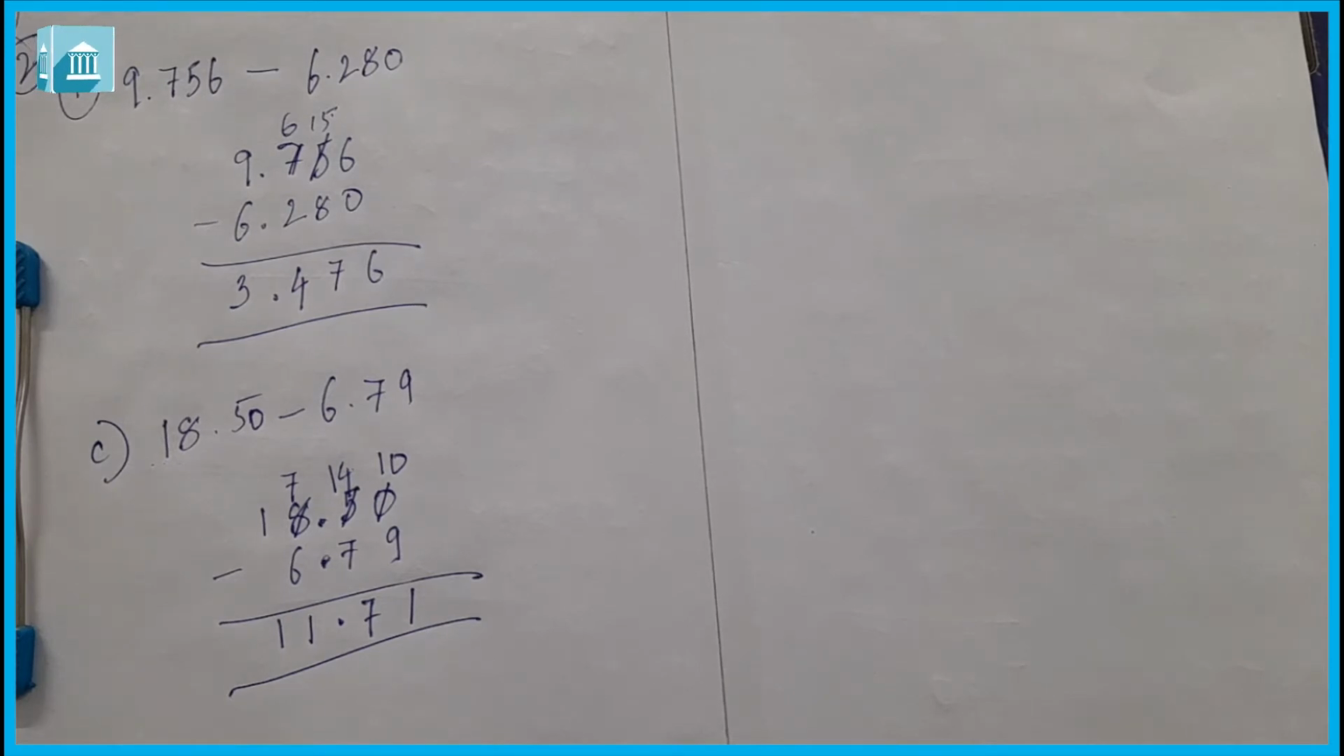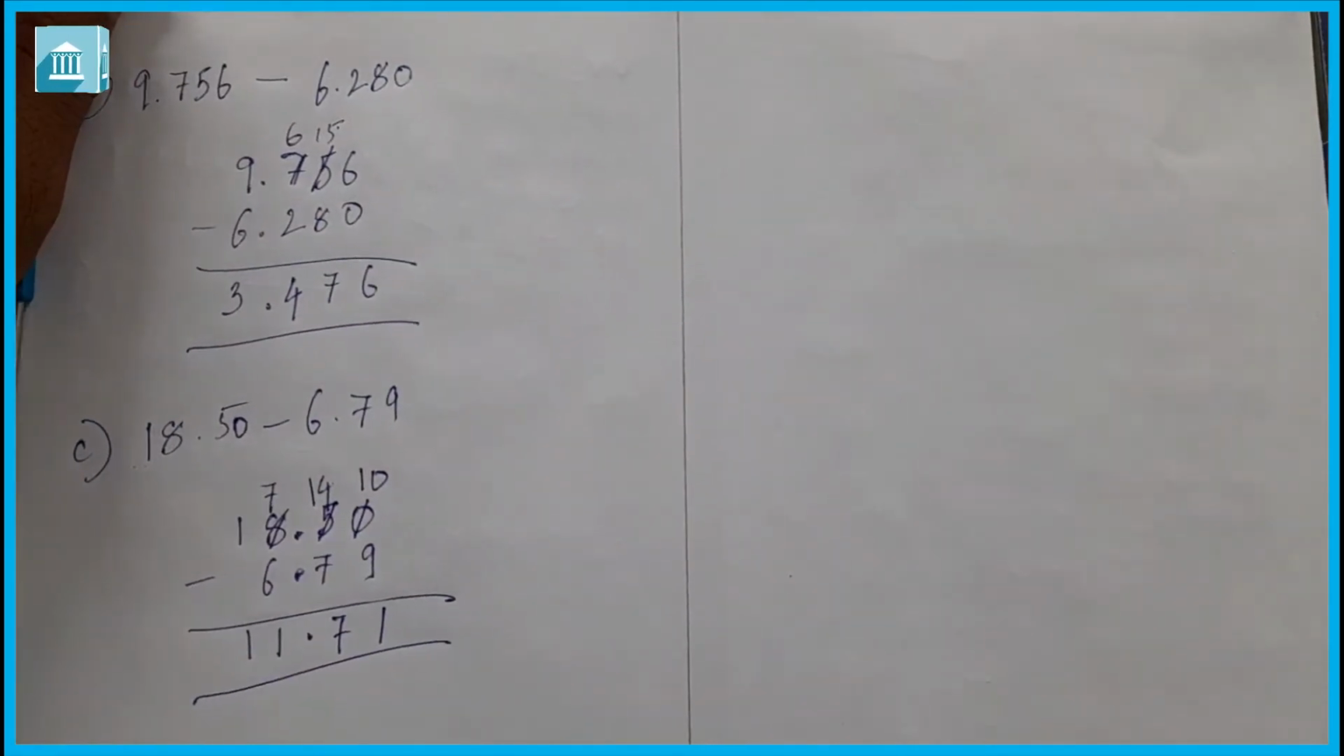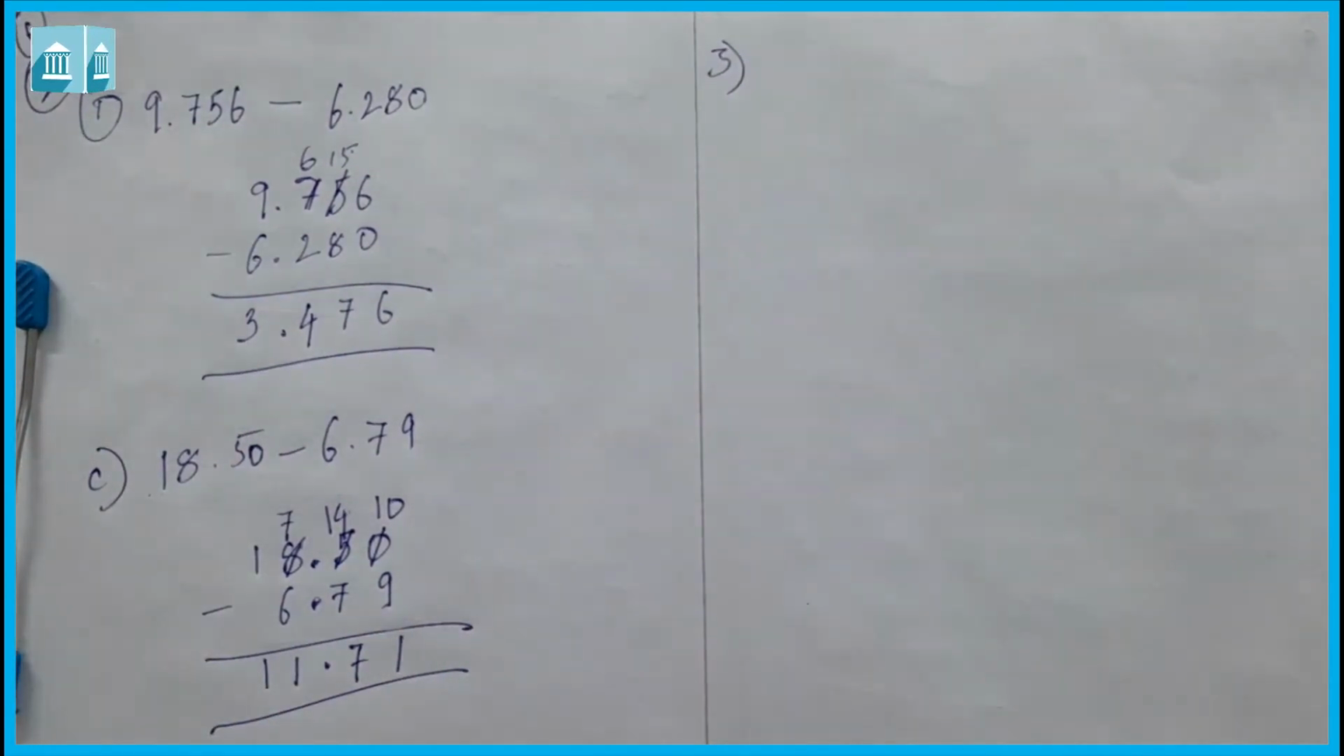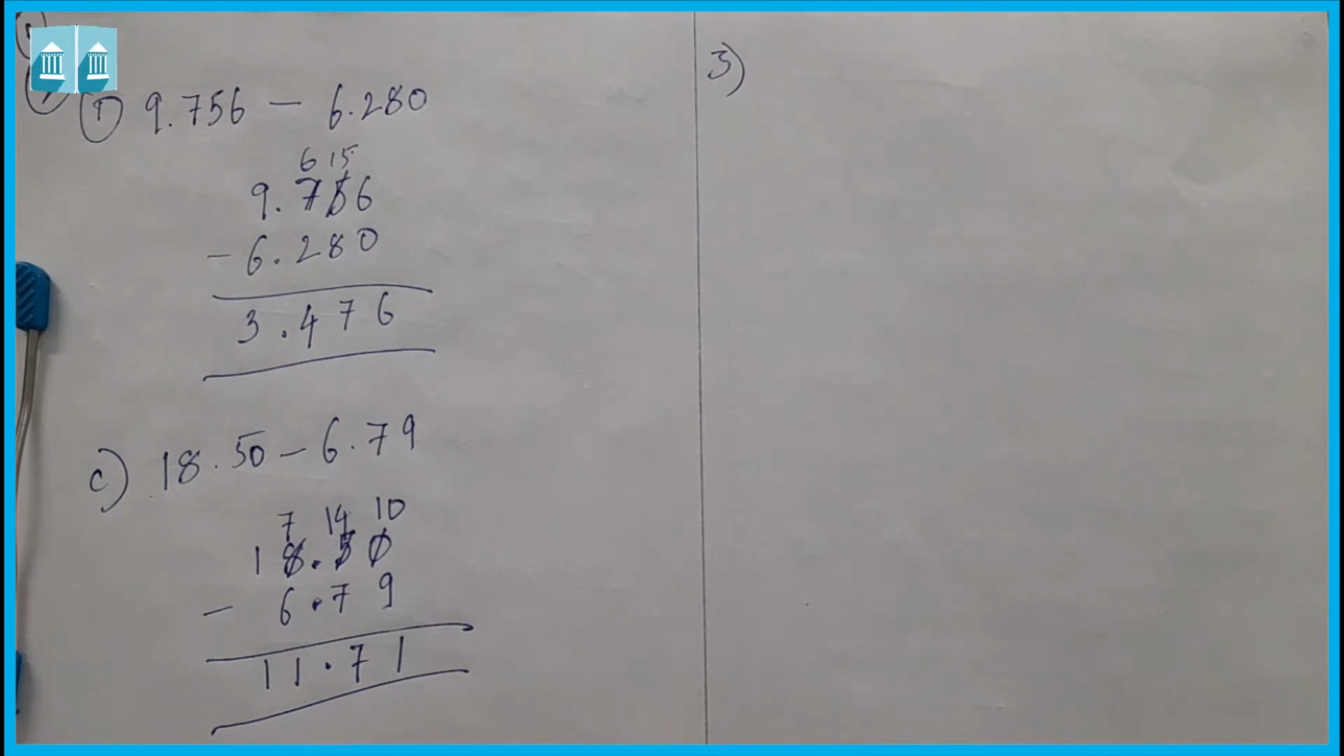Now let us see the word problem, that is question number 3. In question number 3 it is given that Raju bought a book for rupees 35.65. He gave 50 rupees to the shopkeeper. How much money will he get back from the shopkeeper? Now what is the price of the book?